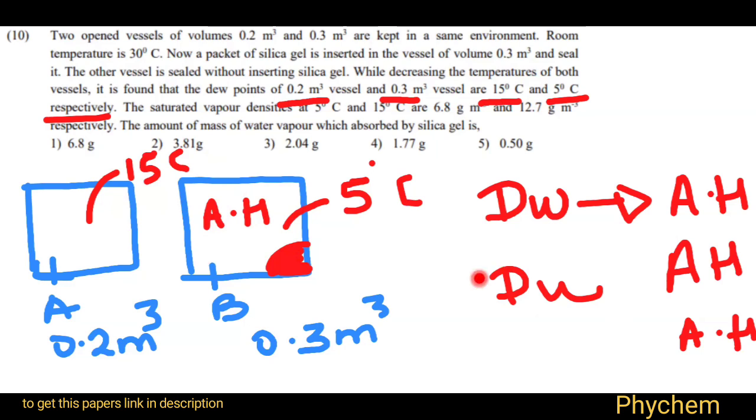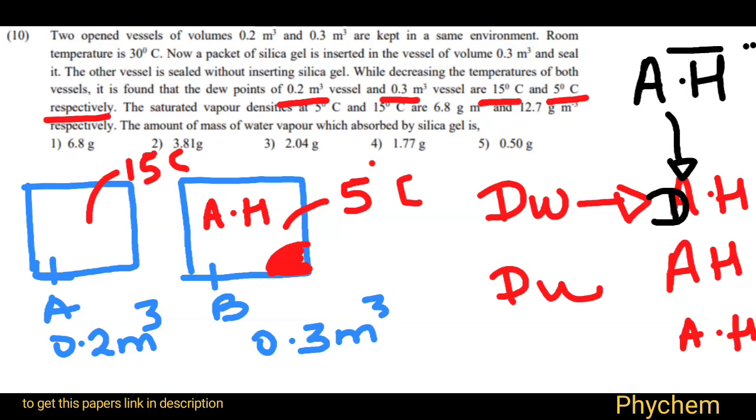But in any environment, the absolute humidity will be equal to the saturated vapor density at the dew point. I repeat: the absolute humidity will be equal to the saturated vapor density at the dew point. That is why it is saturated, and any further water vapor will condense. That is the point you have to remember here, so you can conclude that.